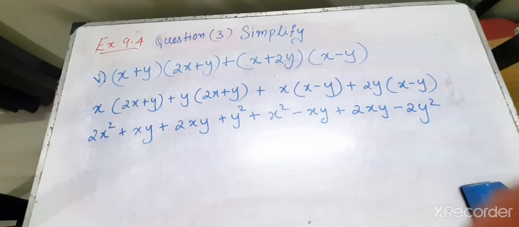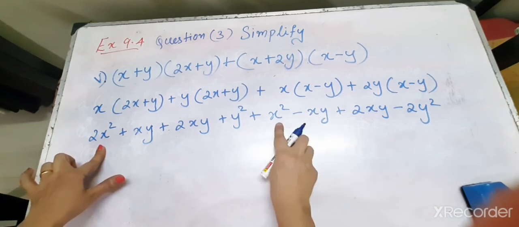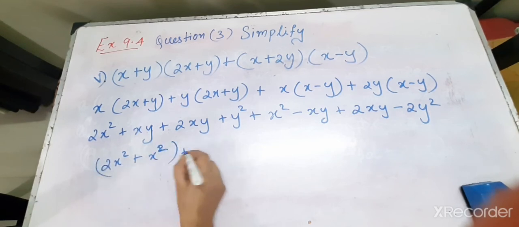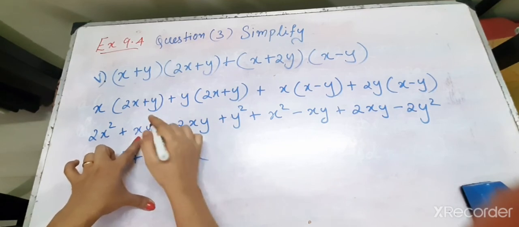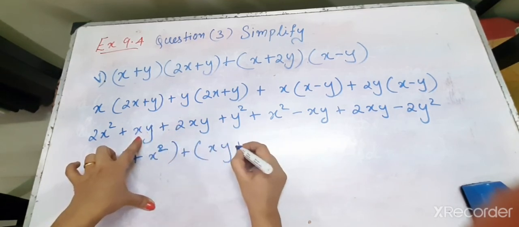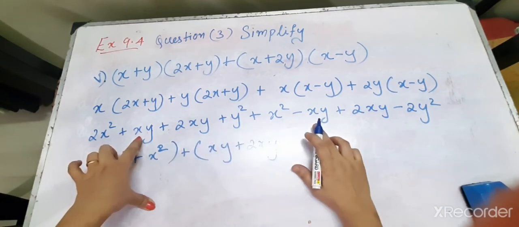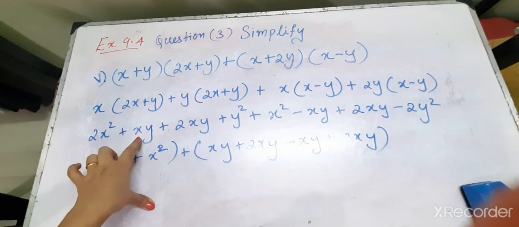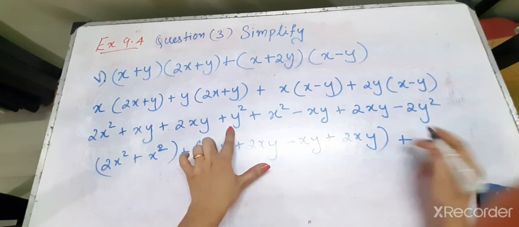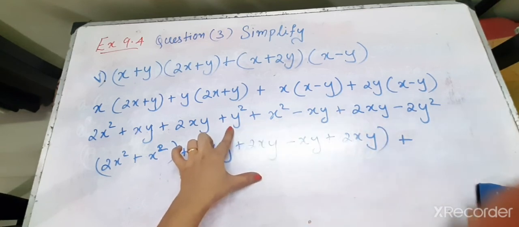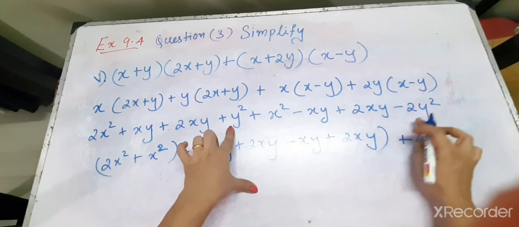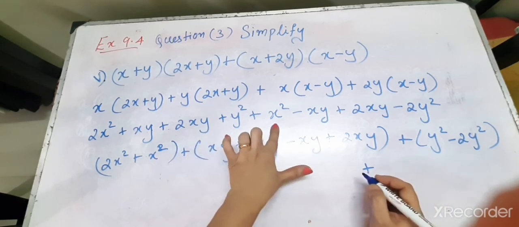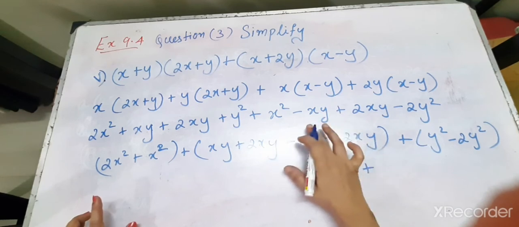Now you will take the like terms. 2x square, again x square is coming here. So 2x square plus x square, put inside the bracket. Next one, xy, here it is coming, xy, plus 2xy, again it is coming, minus xy, then here again plus 2xy. Then the next term, y square. y square is coming, again one more y square, minus 2y square. Plus x square already written. Now, anything else left?